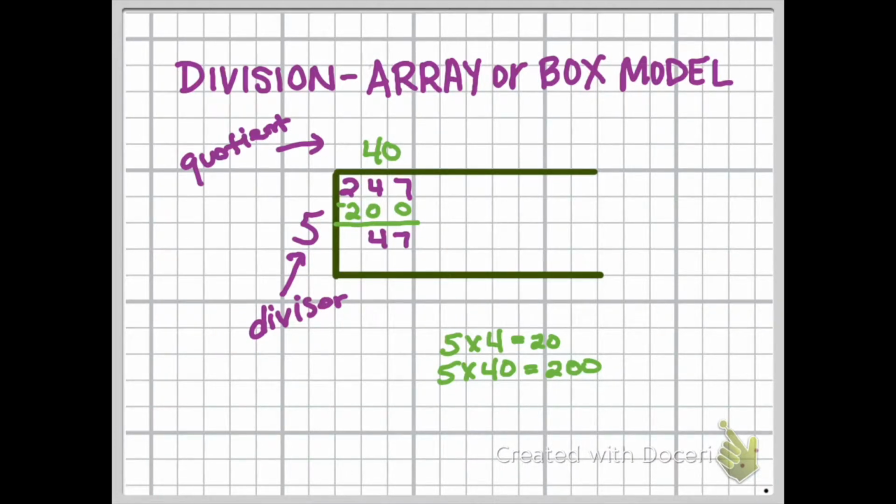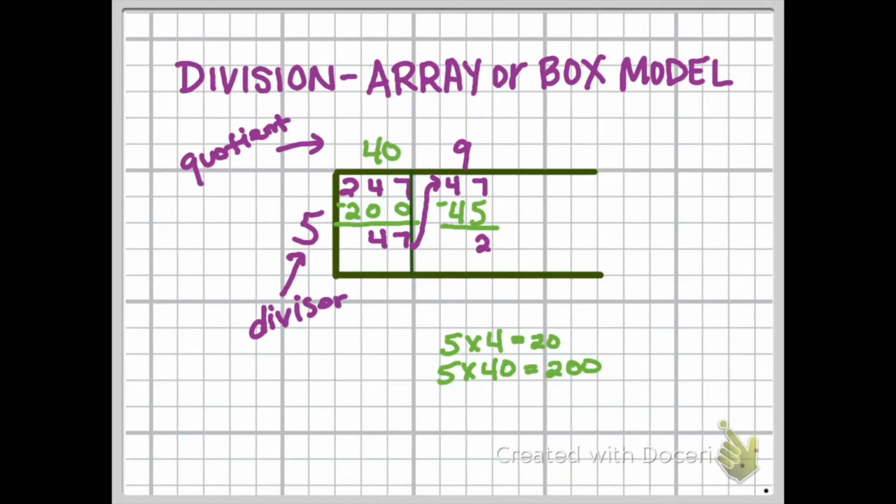Well, in this case, this is where you're going to then close a section of your box, and you're going to start with your 47 in the next section of the box. And that is the new amount that you're subtracting from. So thinking about my math facts again, I know that 5 times 9 is 45. And when I subtract, I have a remainder of 2.